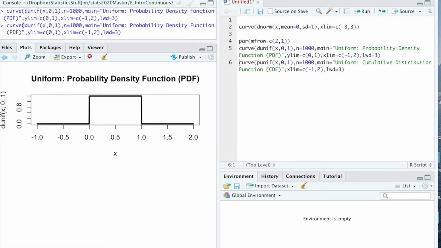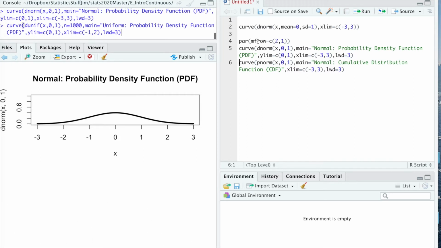Nope, that's not what I wanted. That's the uniform. Let's do this right. I want a dnorm with a mean of 0, standard deviation of 1. Don't need that. And this is going to be a pnorm. All right, now I might as well fix this too. Professional here. All right. And the x limits, let's go from -3 to +3, -3, +3. Okay, sorry about that. Let's do this again. Let's get rid of that. And now we'll do this and this.